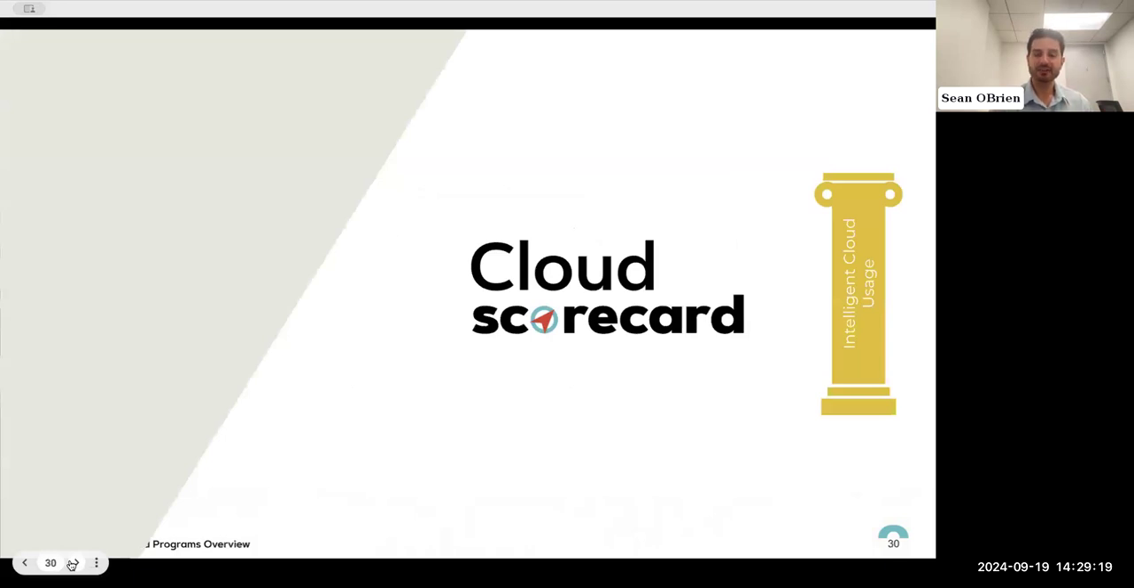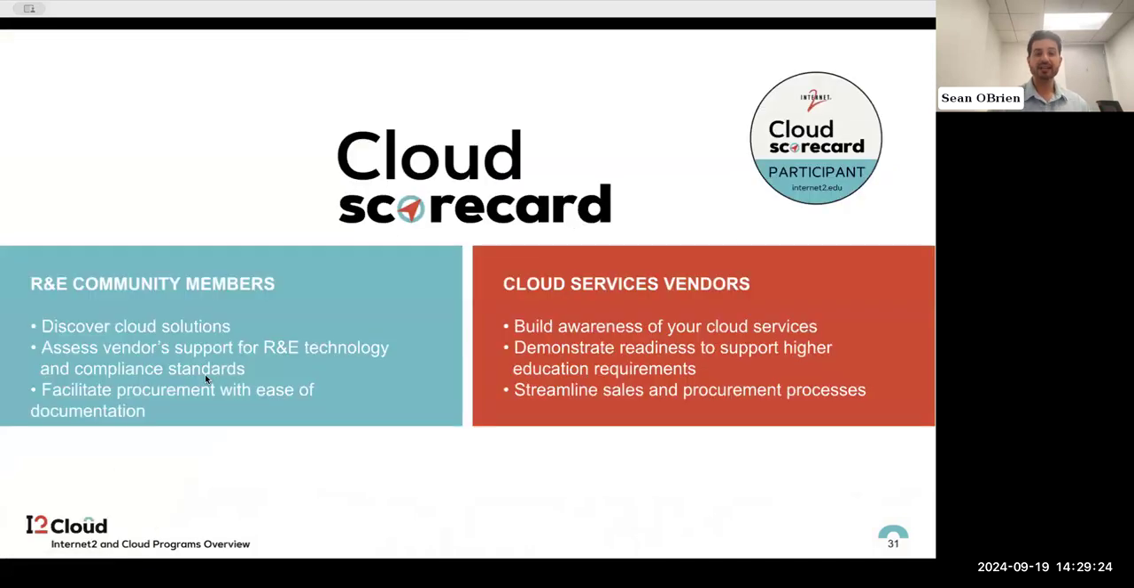When we think about intelligent cloud usage, the Cloud Scorecard is a platform we've created that helps the R&E community discover cloud solutions, understand whether vendor solutions meet the basic requirements you might look for, and helps vendors build awareness around the cloud services that are available. There are thousands of SaaS services out there that students, faculty, researchers, or instructors may want to use. In developing the Cloud Scorecard, we thought about how to create a public and lightweight set of documentation that could help an organization quickly assess whether this is the kind of service I would let into my environment, or, if you're looking for a specific type of service, go discover services that may meet your needs.